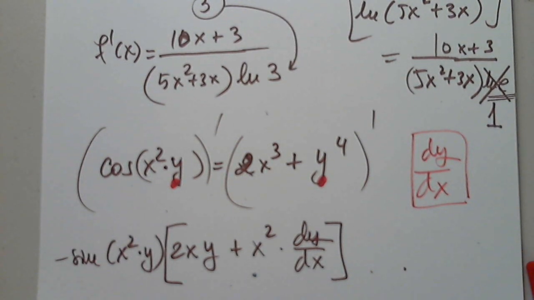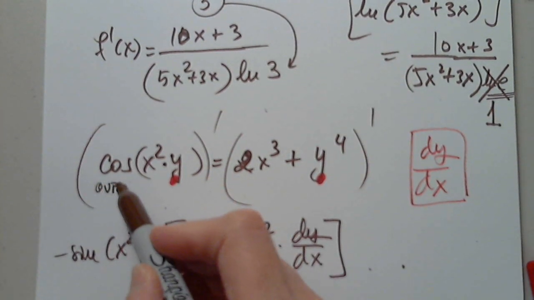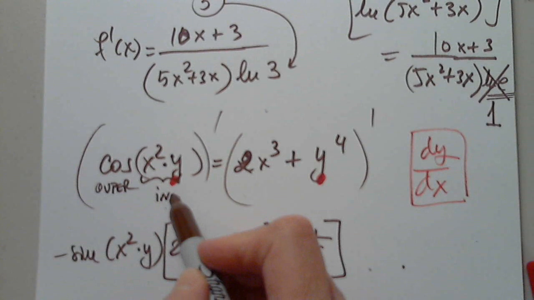Do we all understand this step? Any doubts? I don't think I get that step. So this is the outer, and this is the inner.